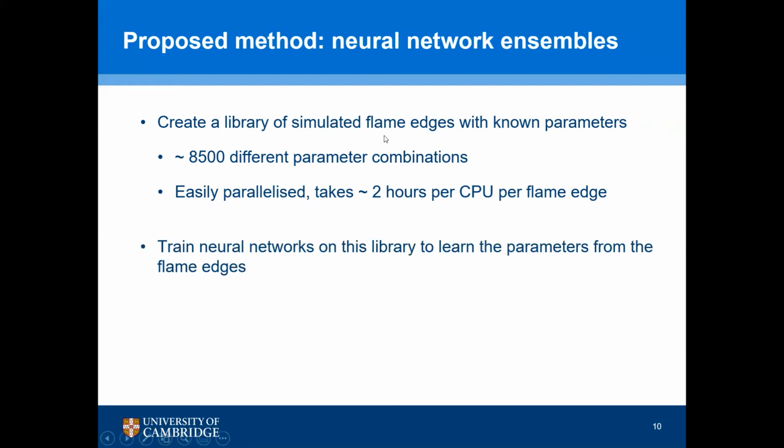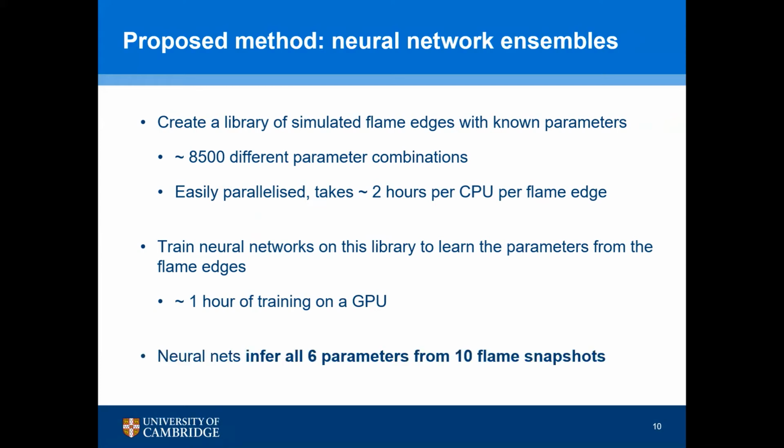With this library created, we train neural networks to learn the parameters from the flame edges in a supervised setting. This takes approximately 1 hour of training on a standard GPU. Upon convergence, the neural nets can infer all 6 parameters from just 10 flame snapshots. And I'll talk about the neural network architecture now. And inference also, of course, a big benefit of neural networks is they make predictions extremely quickly.